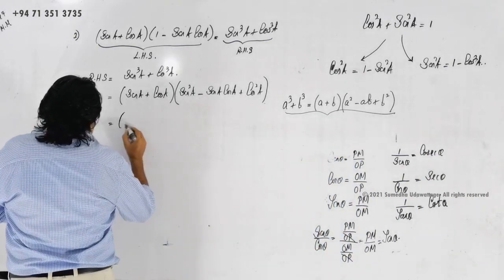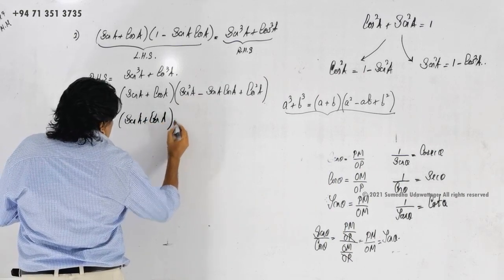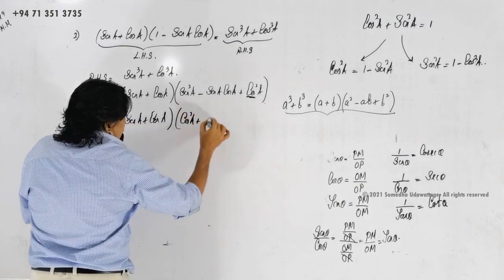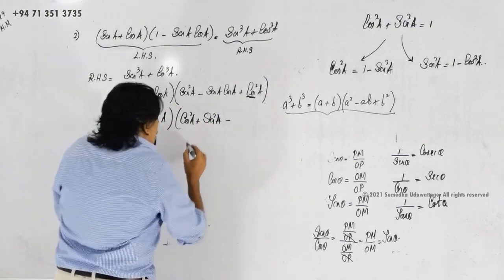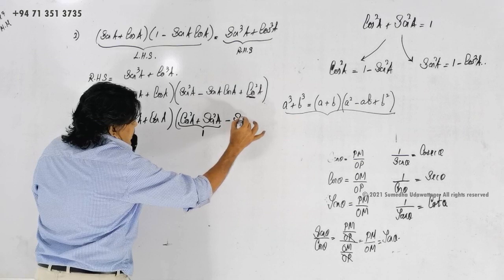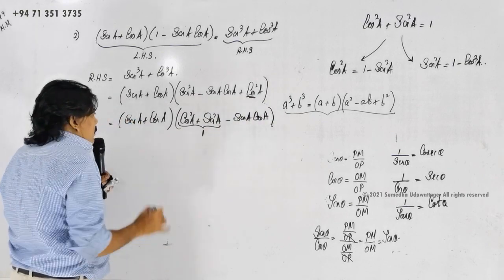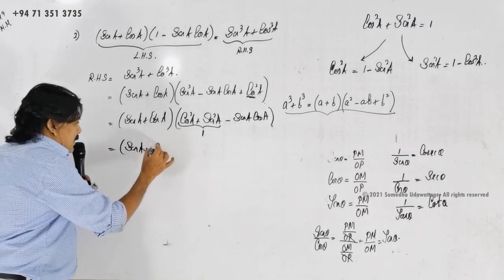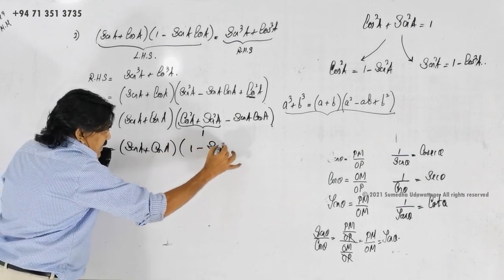It would be sin A plus cos A. Take this cos square A here, and then you write this sin square A. Why I took them together? You know that cos square A plus sin square A is equal to 1. Then I write this sin A cos A. Then I write sin A plus cos A, this 1 minus sin A cos A.